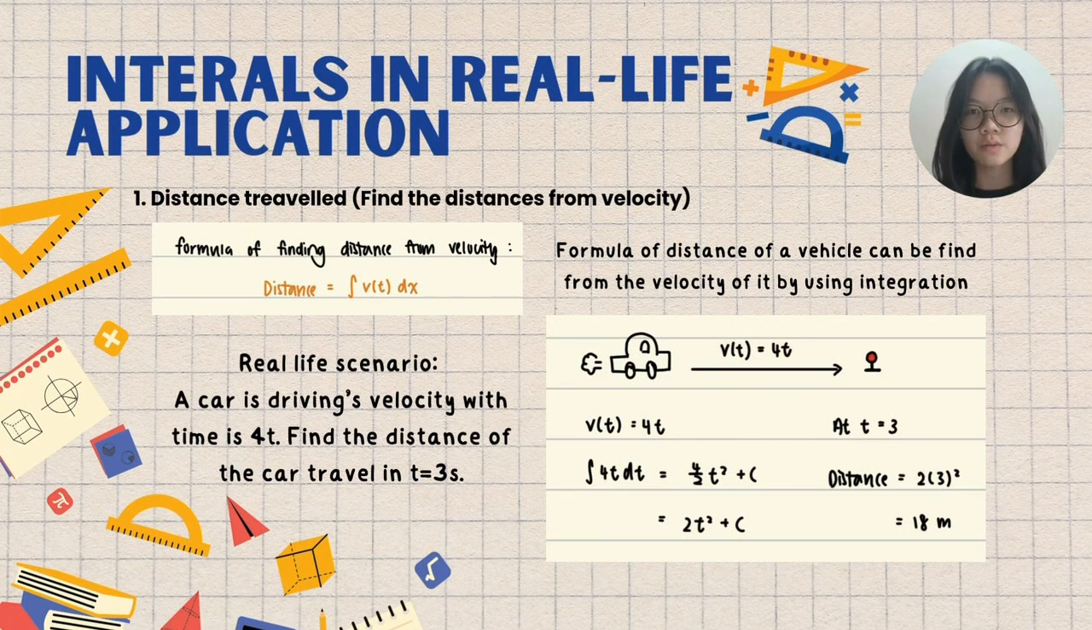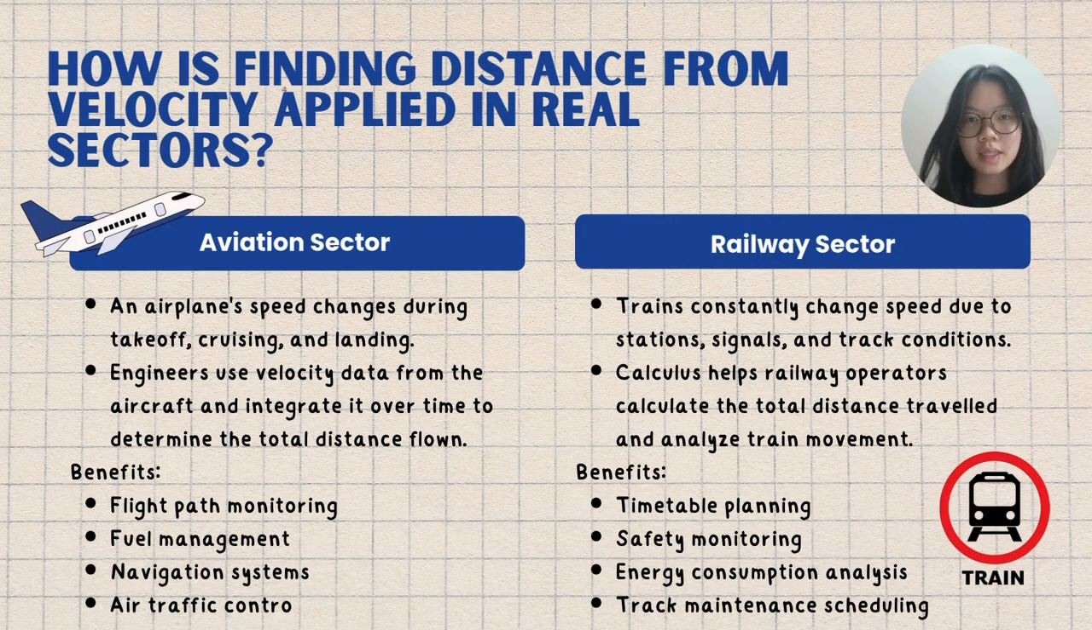The formula is distance equals the integral of V(t). Substituting the velocity into the function, we get 2t squared. Finally, substituting t equal to 3, we get 18 meters. Integration allows us to calculate the total distance even when the speed changes continuously. This application can be used in many industries. For example, in aviation, aircraft speed changes during takeoff, cruising, and landing.